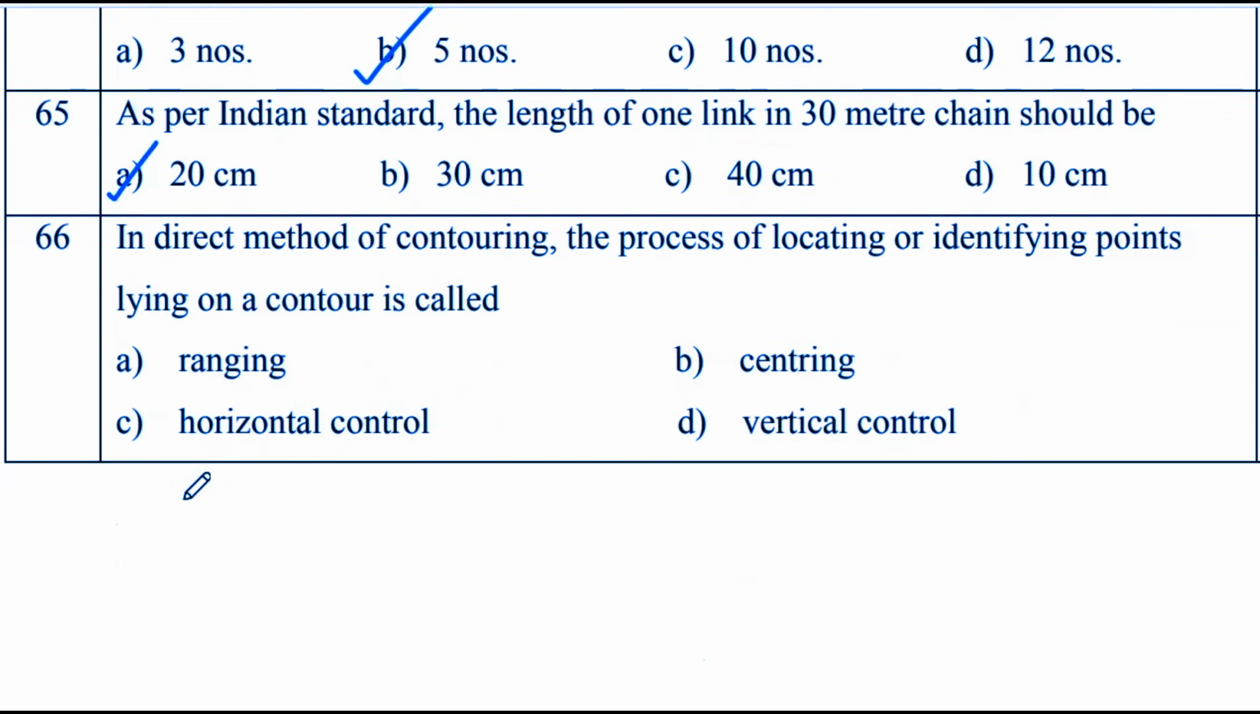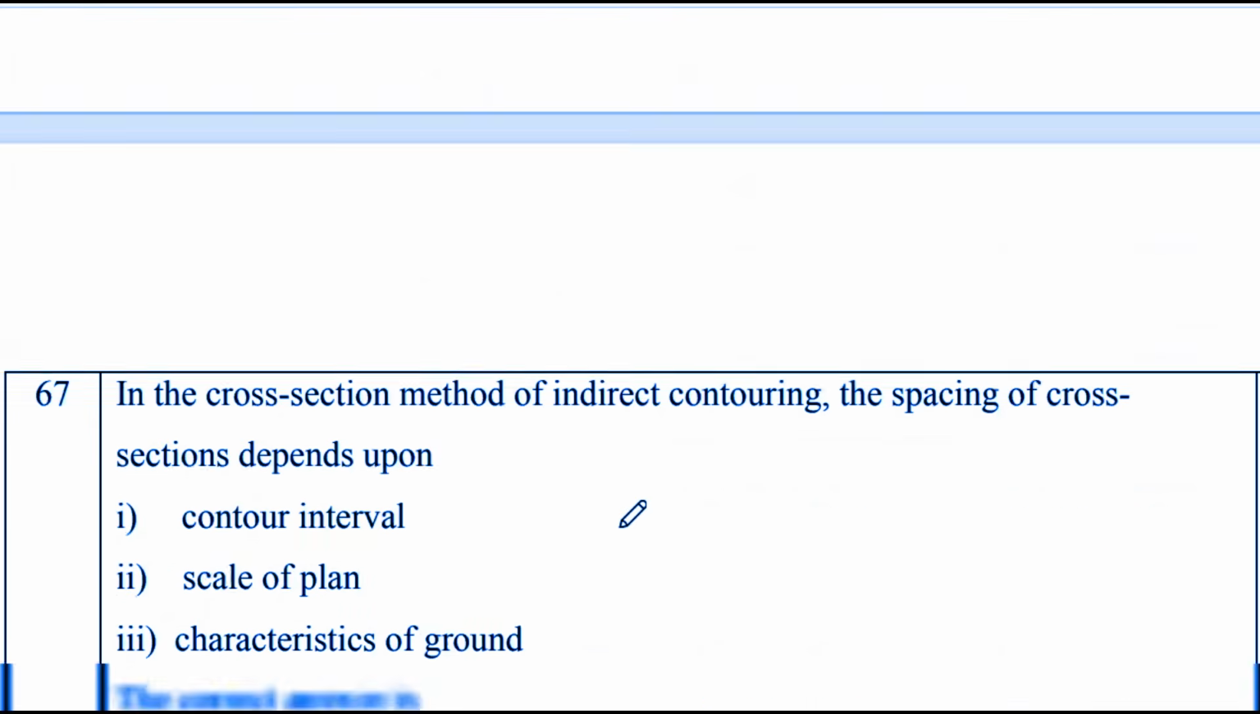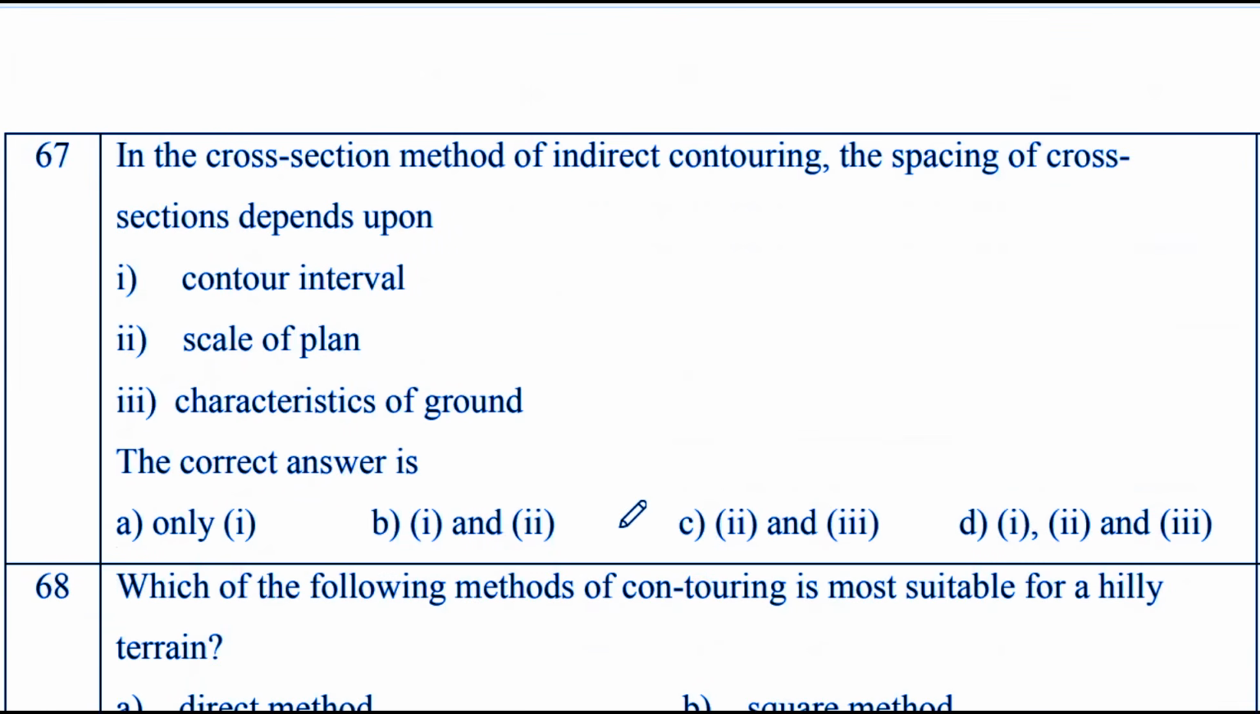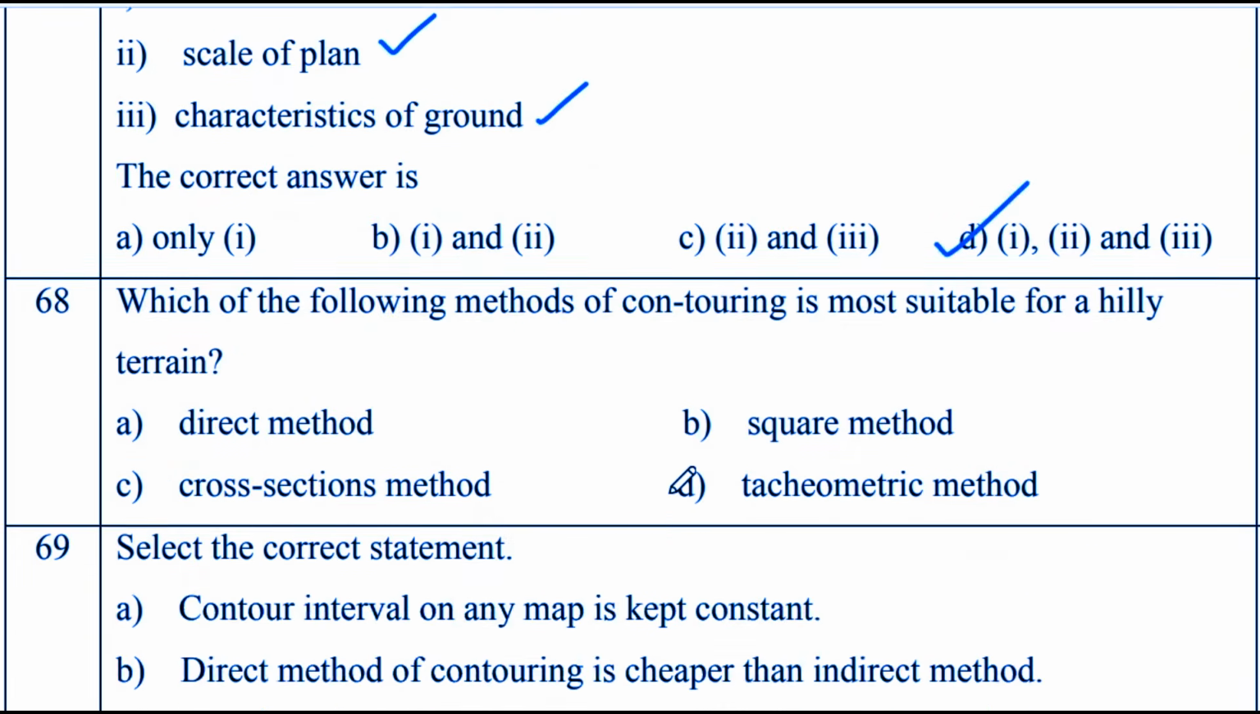In the direct method of contouring, the process of locating or identifying points lying on a contour is called vertical control. In the cross-section method of indirect contouring, the spacing of cross-sections depends upon contour interval, scale of plan, and characteristics of the ground. So option D is the right answer.